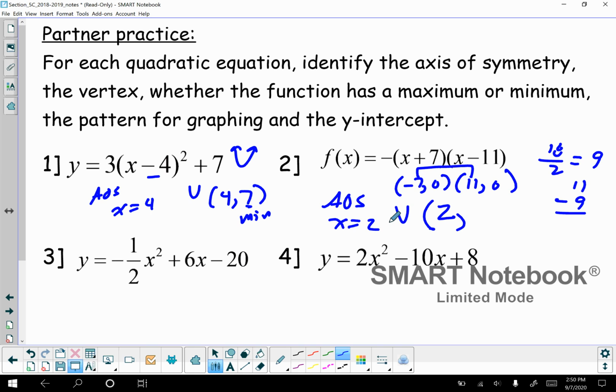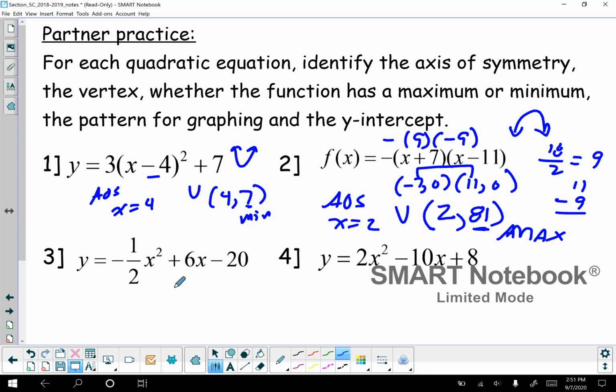X equals 2. Plug that 2 back in, so I get -2 plus 7, which is 9, and 2 minus 11, which is -9. So that's going to give me 81. This has a maximum because it opens downward. So max is 81. So this parabola would look like this if we graphed it.